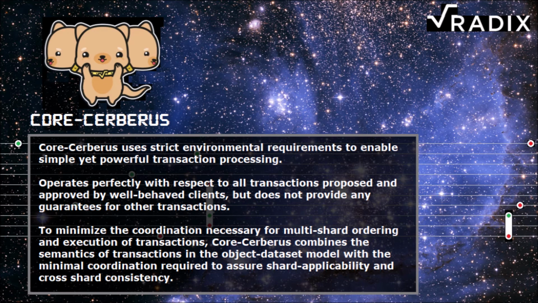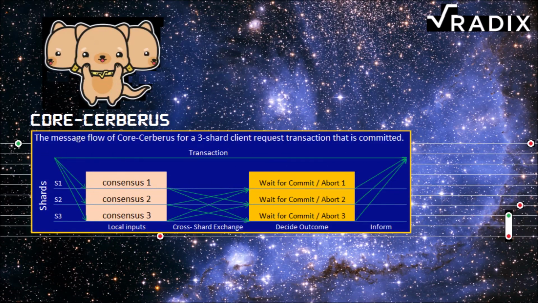other transactions. To minimize the coordination necessary for multi-shard ordering and execution of transactions, Core Cerberus combines the semantics of transactions in the object dataset model with the minimal coordination required to assure shard applicability and cross-shard consistency. This combination results in the following high-level three-step approach towards processing any transaction.